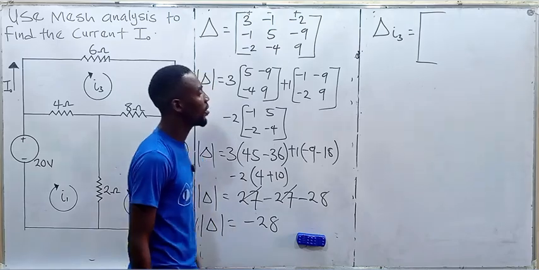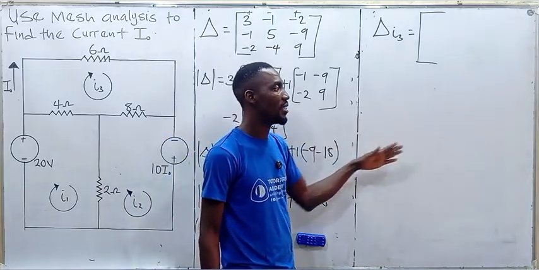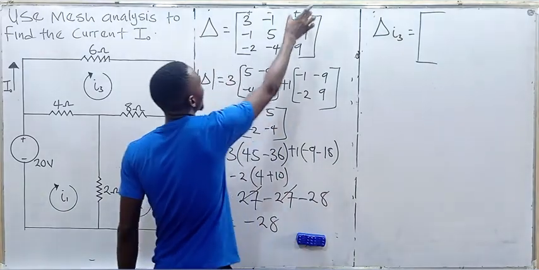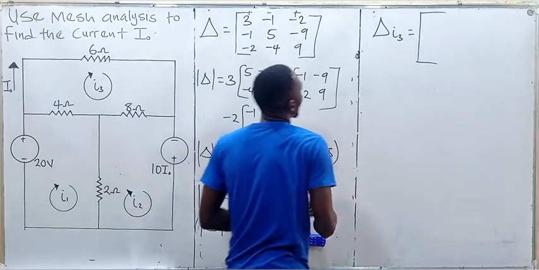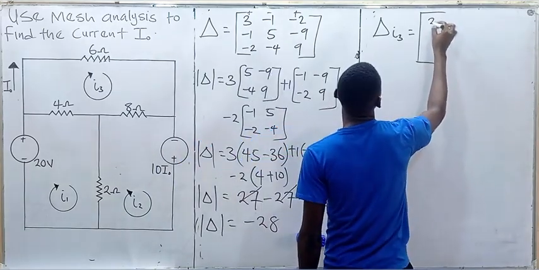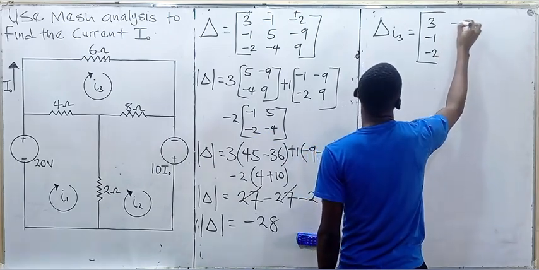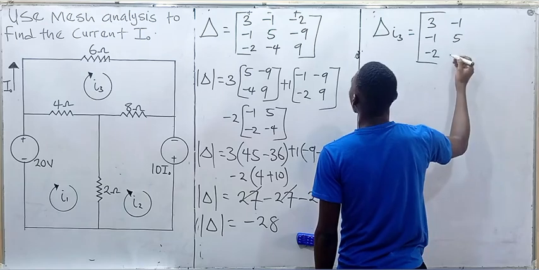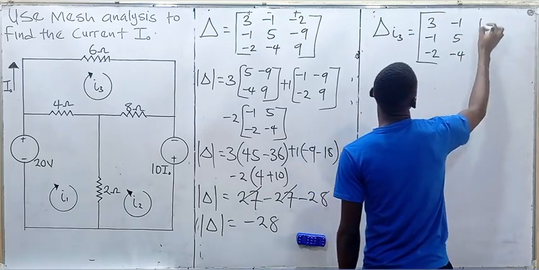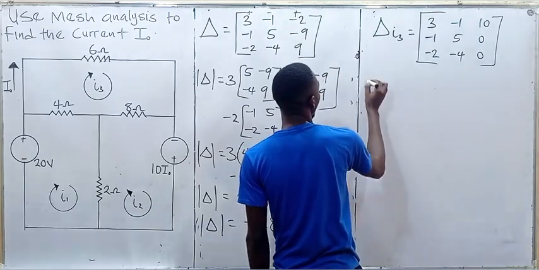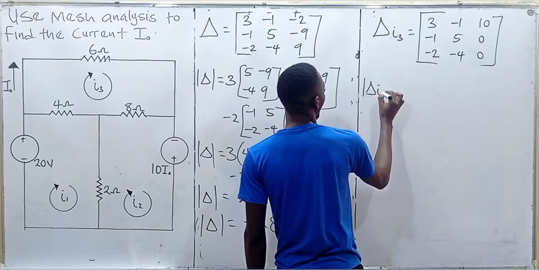To find our change in I3, sorry, I already cleaned the equation. All right. So don't forget our result at the left hand side is 10, 0, 0, right? So we are just going to replace this column with 10, 0, 0. So we are going to have 3, minus 1, minus 2, minus 1, 5, and minus 4, and 10, 0, 0. All right. So look for the determinant.